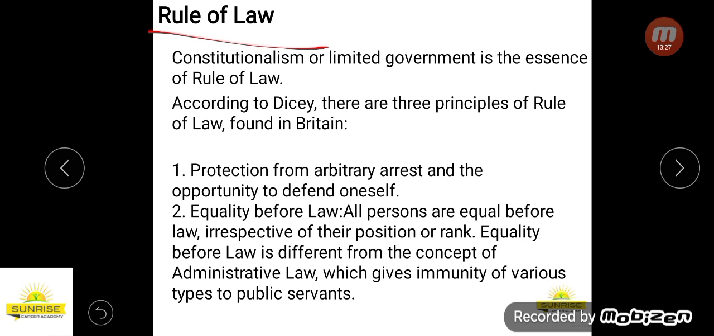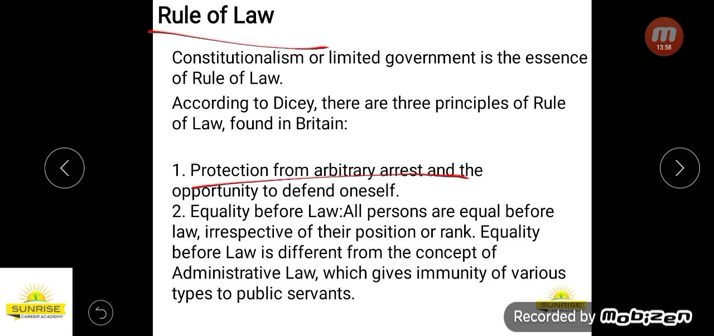Another important feature of the British Constitution is the rule of law. Constitutionalism or limited government is the essence of the rule of law. This checks the arbitrary actions on the part of the executive. According to Dicey, there are three principles of the rule of law. What are these three principles? Let us discuss. First, protection from arbitrary arrest and the opportunity to defend oneself.